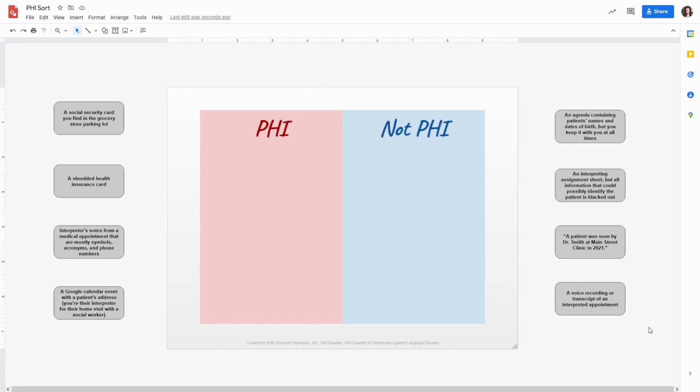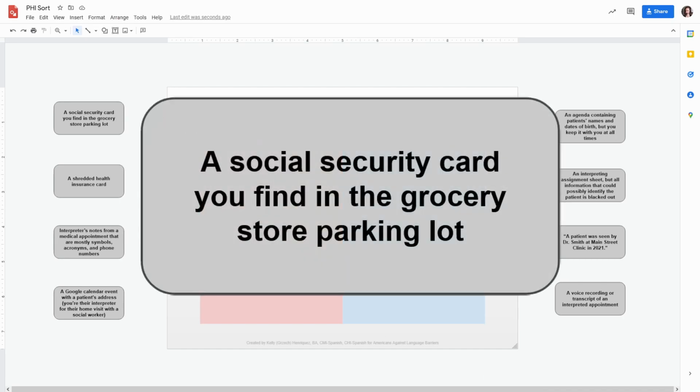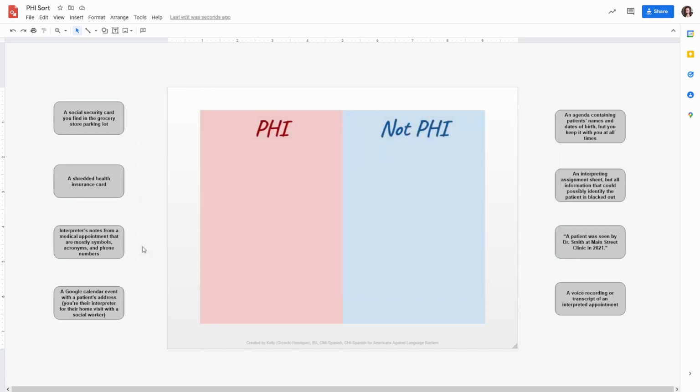So we need to handle all of this information that is PHI safely and securely, but even the information that isn't necessarily PHI, like that social security card, doesn't mean that we shouldn't safeguard that information. It just means that it is not PHI. And therefore, if we don't keep that information private, well, we might not be in trouble under HIPAA.